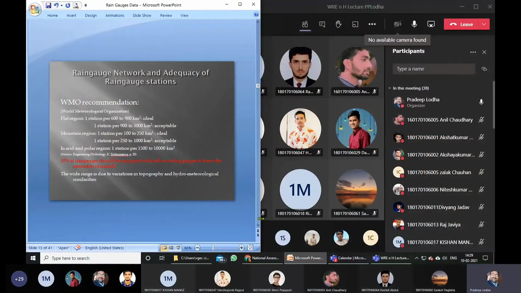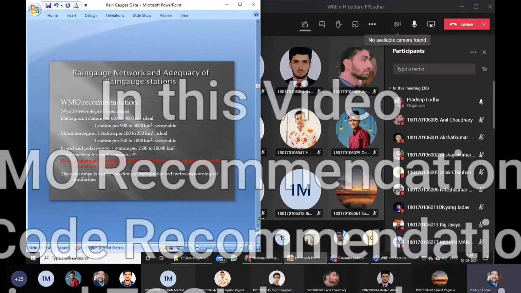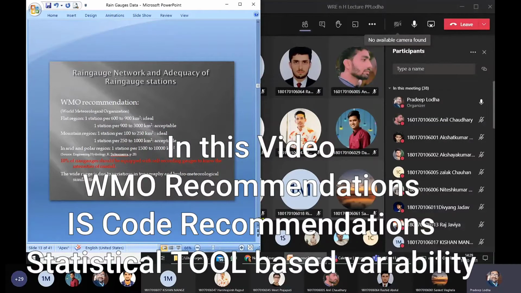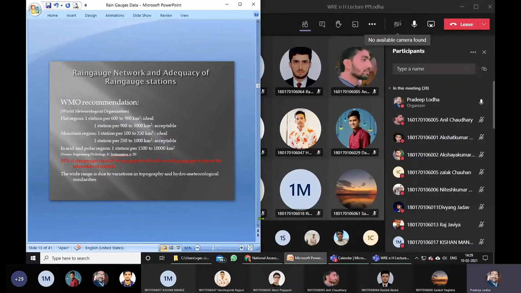So there are two kinds of recommendation. One is the World Meteorological Organization. So this is the UN recommendation, you could say. The United Nations WMO recommendation on how much area should be represented by just one single rain gauge station. So there are three sets of recommendations given.